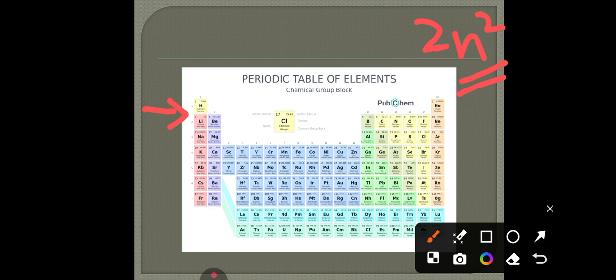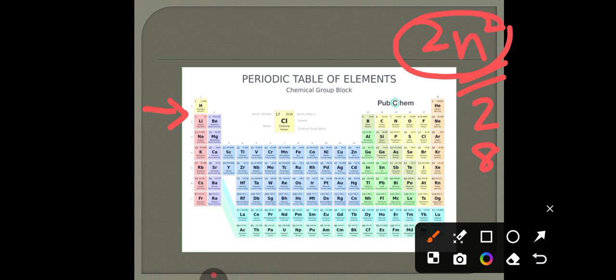Now when we're talking about the periodic table, n refers to the principal quantum number, and when you solve this, the answers that you get are 2, 8, 18, 32, right? As it is the 2n square rule. So if I substitute n as 1, then I get 2.